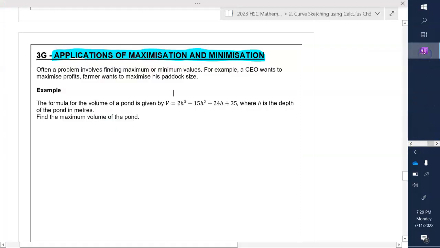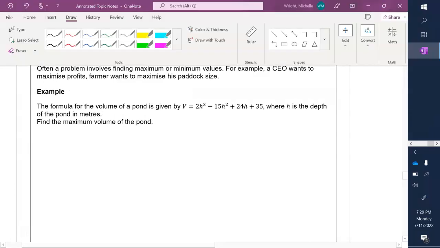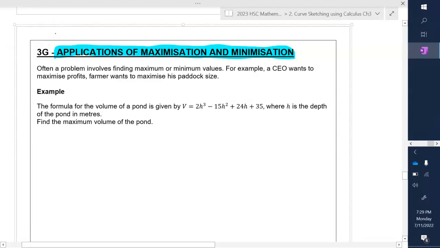Jump back into those. Okay, so we're just going to basically be using the information that we've learnt so far in the topic in order to answer this question. So the formula for the volume of a pond is given by V is equal to 2h cubed minus 15h squared plus 24h plus 35, where h is the depth of the pond in meters. We want to find the maximum volume of the pond.